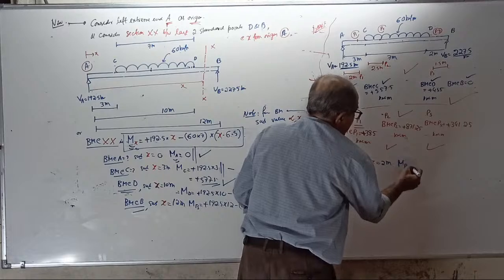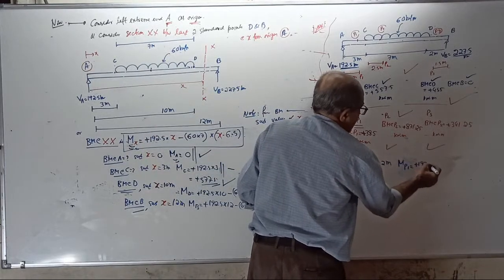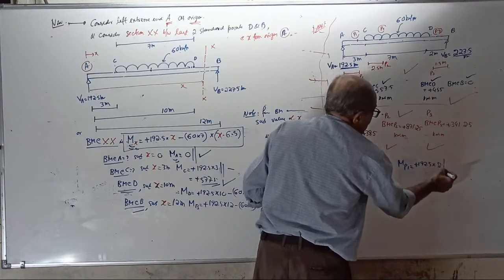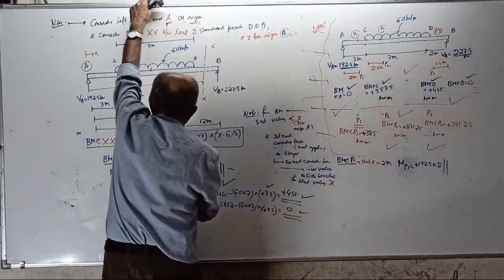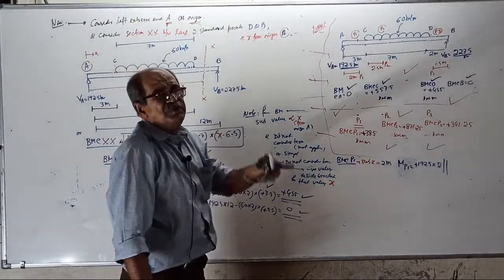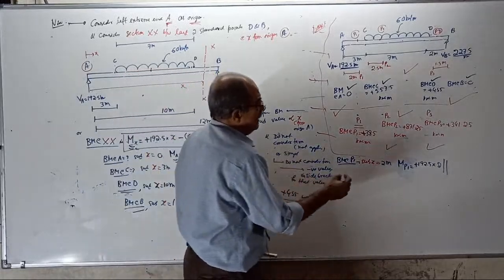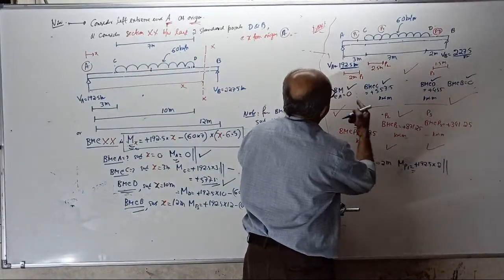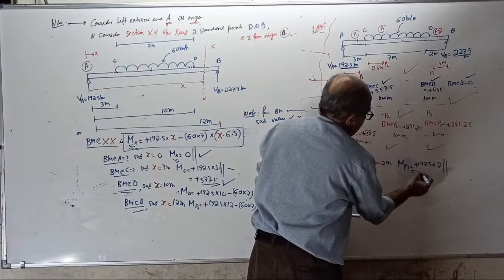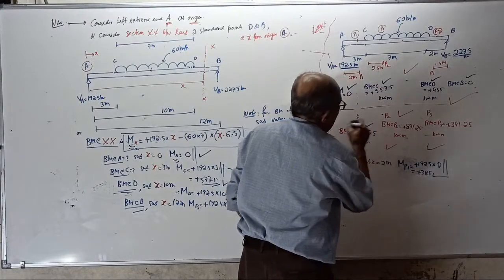M at P1 equal to plus 192.5 into 2. Stop. Why stop? When x is 2 meter, 2 minus 6.5 will give negative inside the bracket. So this term is not to be considered. It is plus 385. This also is tallying.